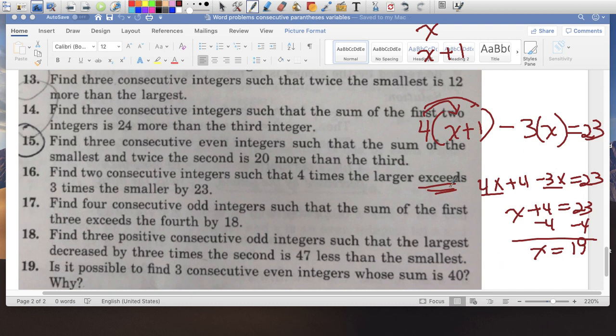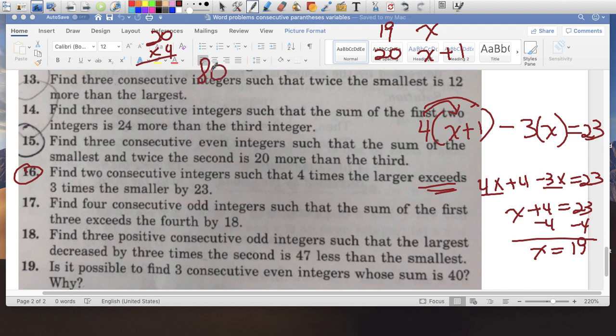So 4 times the larger, so the first number is 19, the second number is 20. So let's see if that sentence actually makes any sense. So 4 times the larger. If I multiply the larger by 4, so 20 times 4, it's going to give me 80.